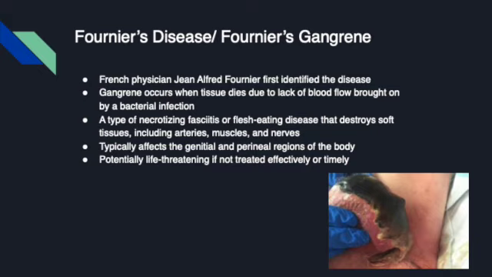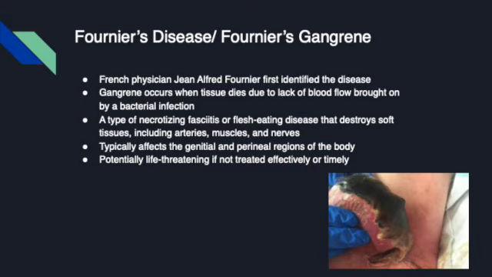This disease typically affects the genital and perineal regions of the body, but if not treated, it can spread to other places of the body, such as the thighs, stomach, and chest, causing more muscle, nerve, and artery damage. This is also a potentially life-threatening disease if not treated effectively or in a timely manner.